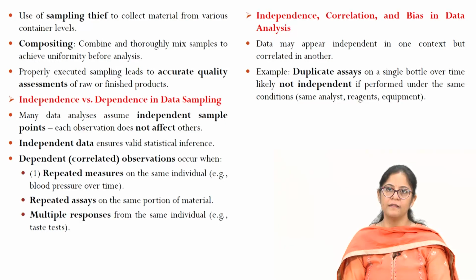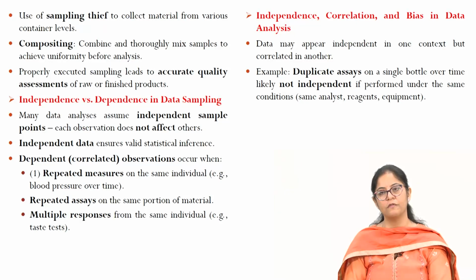Many data analyses assume independent sampling points. Each observation does not affect others. Independent data ensures valid statistical inference. However, dependent or correlated observations can also occur when repeated measures are done on the same individual, for example, blood pressure over time, repeated assays for the same portion of material, or multiple responses from the same individual, that is taste tests. So, data may appear independent in one context but may be correlated in another.